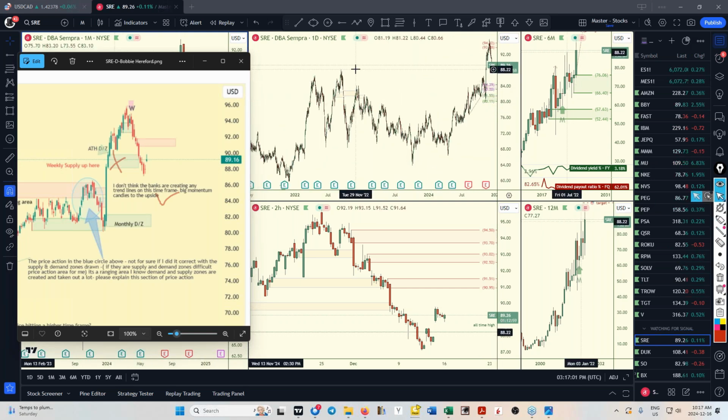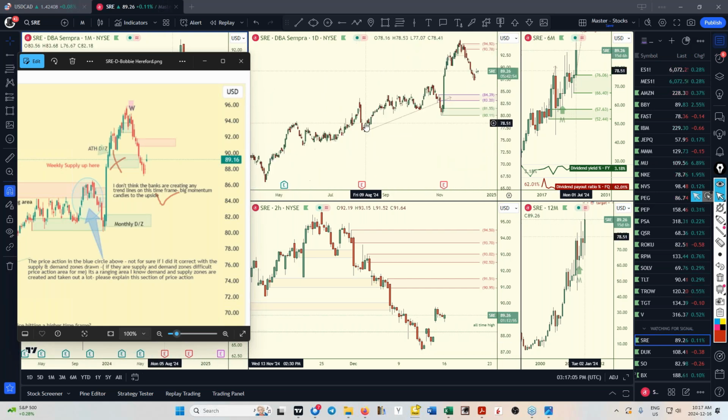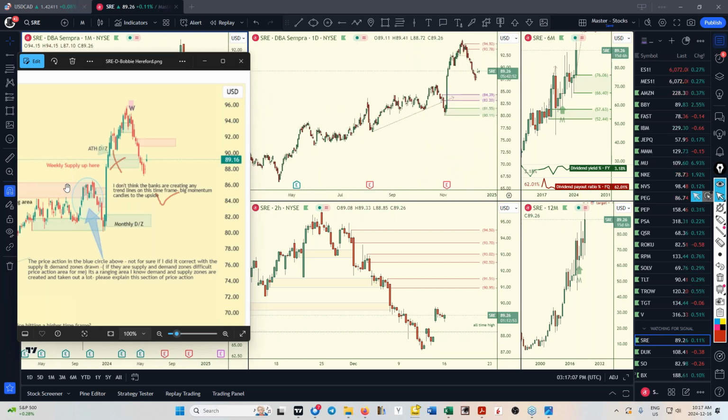All-time highs were up here. Yeah, there could be something there. But this thing here doesn't look right. This green one here. It's a ranging area. I know demand and supply zones are created and taken out a lot. Please explain this section of price action.